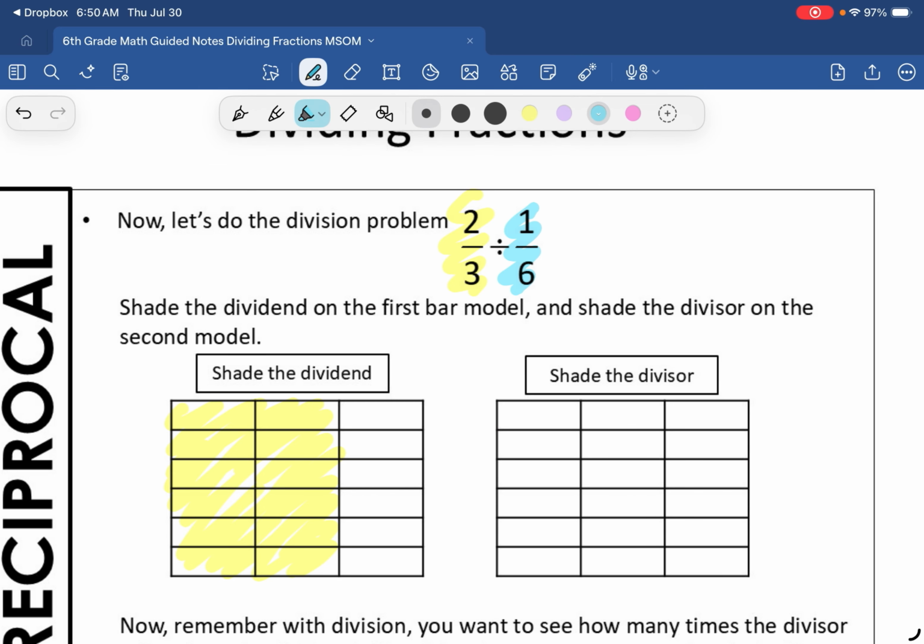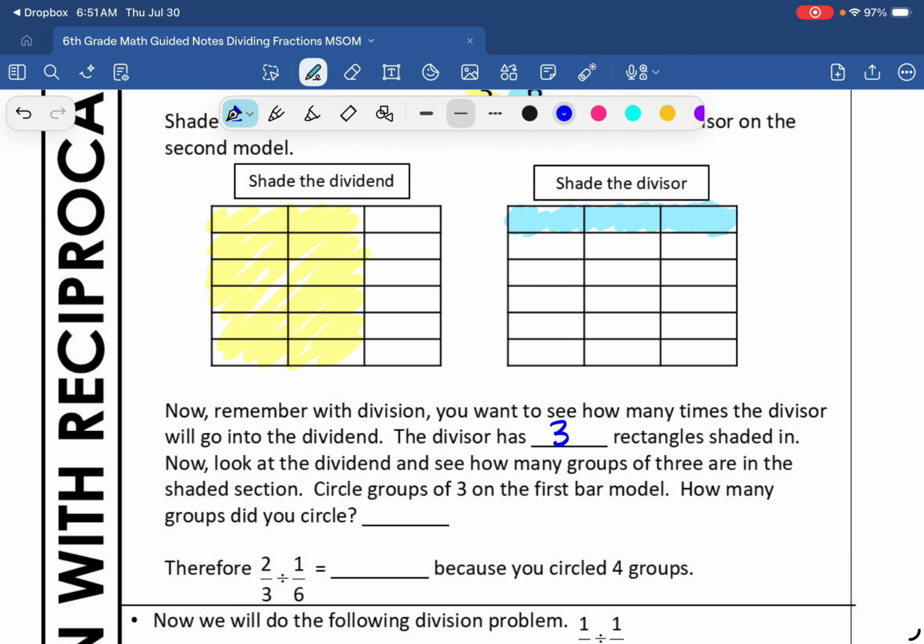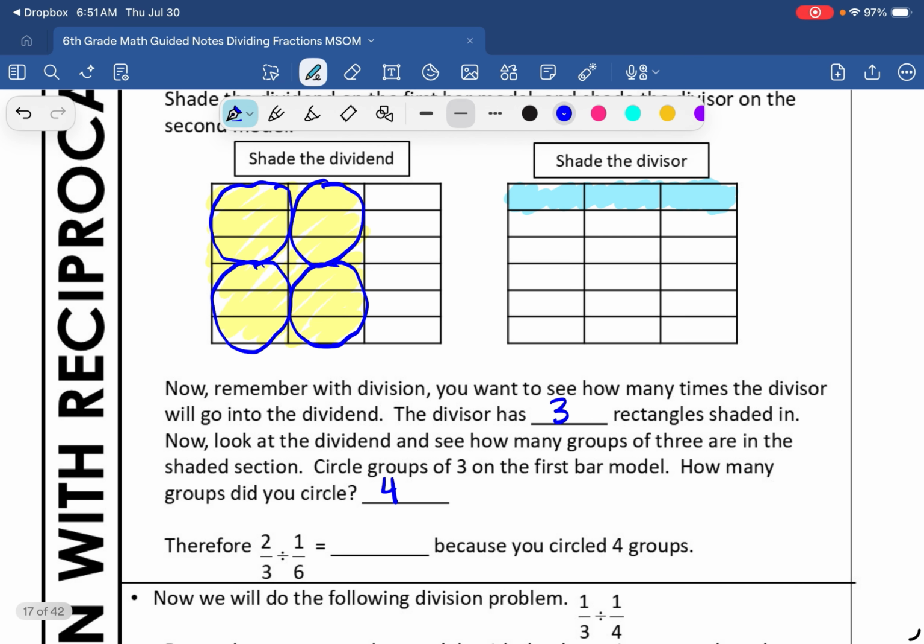So let's shade 1/6. Now remember with division, you want to see how many times the divisor will go into the dividend. The divisor has 3 rectangles shaded in. Now look at the dividend and see how many groups of 3 are in this shaded section. So here is one group of 3, 2 groups of 3, another group of 3, and another group of 3. So that is in there 4 times. Therefore, 2/3 divided by 1/6 equals 4 because you circled 4 groups.